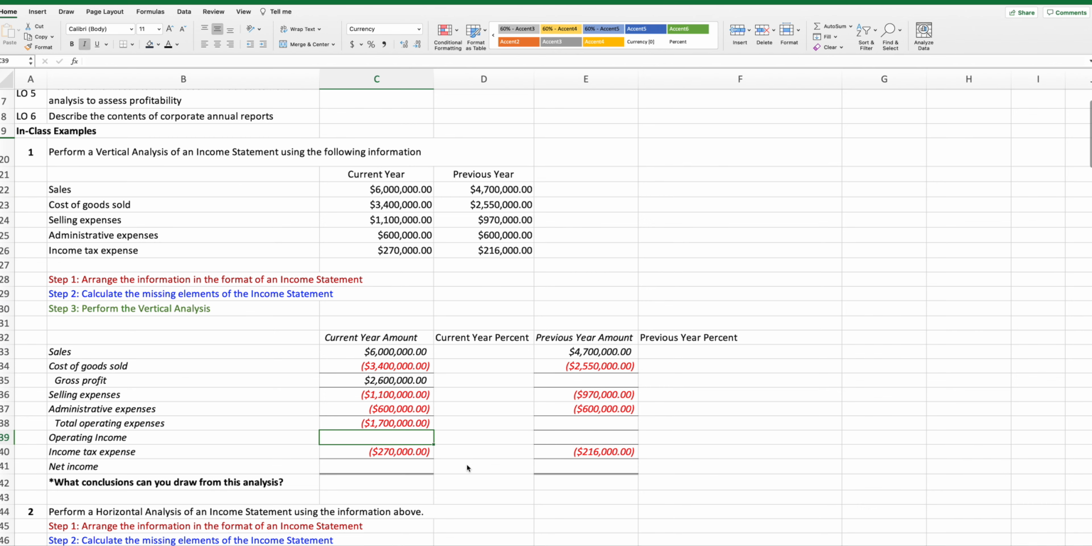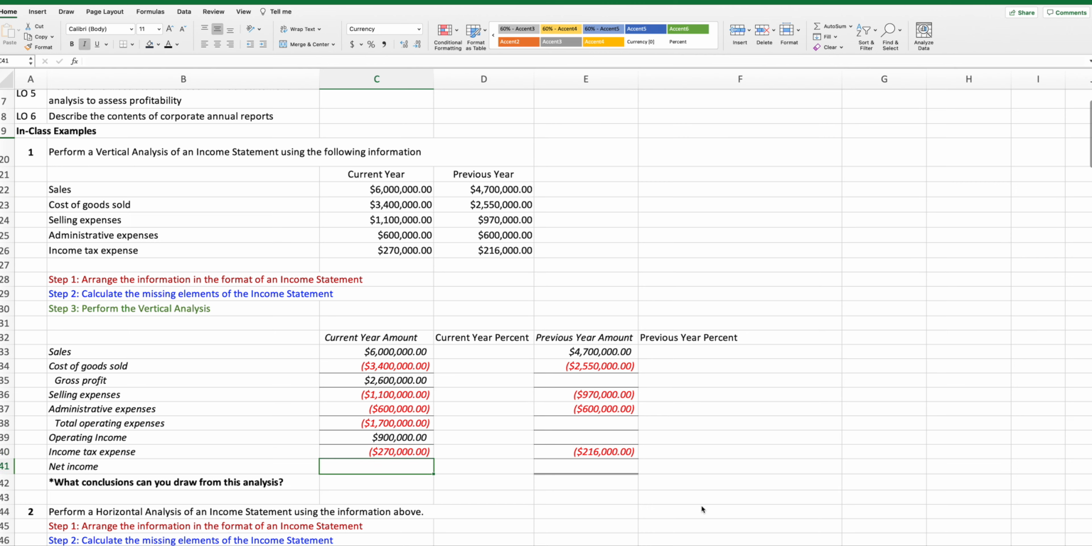Now I want to calculate my operating income, which again is just the difference between the gross profit and the total operating expenses. So you know where I'm going with this. I'm going to type in equals, grab my 2.6 million, add it to my negative 1.7 million and press the enter button. And it gives me 900,000.